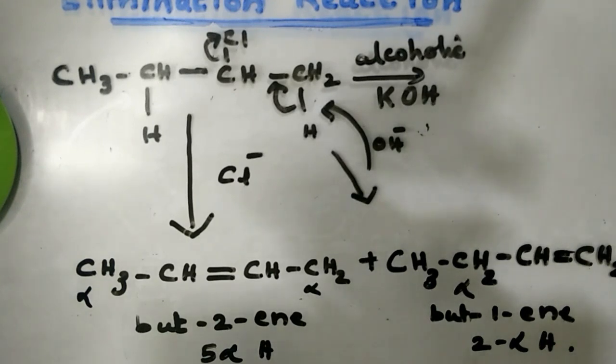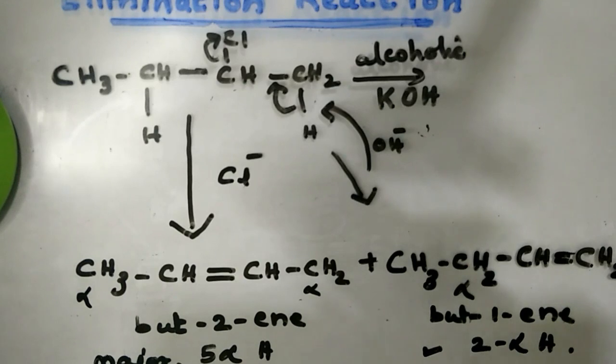We know that alkenes with more alpha hydrogen atoms are more stable because of hyperconjugation. Here but-2-ene having 5 alpha hydrogen atoms is more stable than but-1-ene because it has only 2 alpha hydrogen atoms. So the major product obtained is but-2-ene and is known as Saytzeff's product. And the minor product but-1-ene is known as Hofmann product.